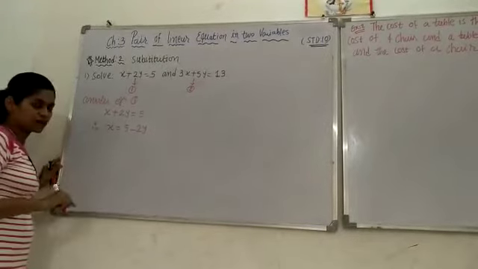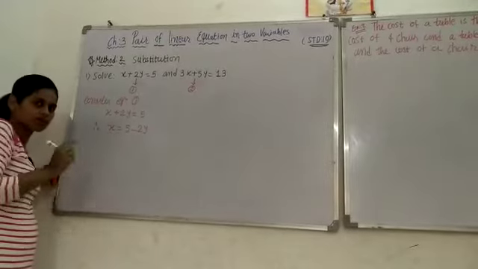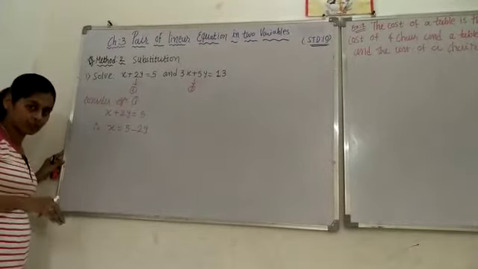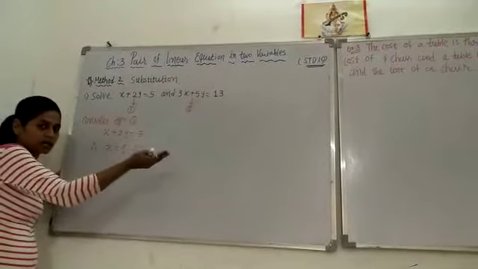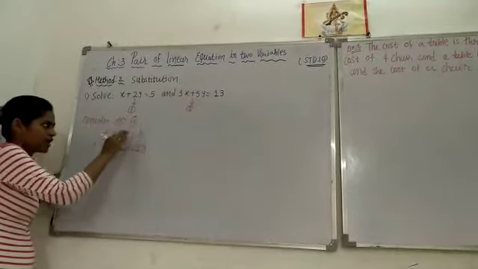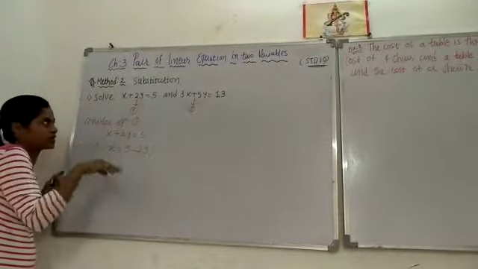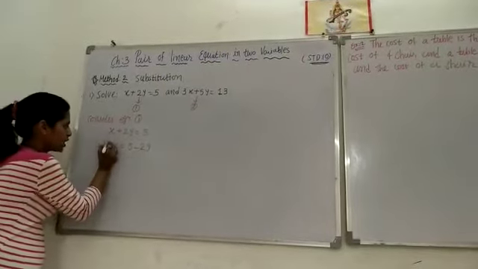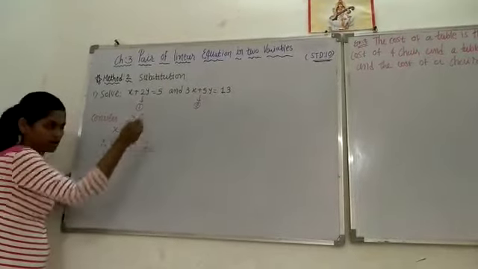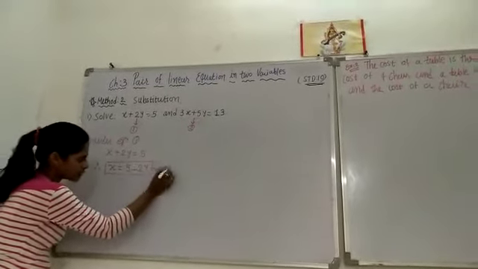Now after converting this equation into form of x is equal to or y is equal to, you substitute this variable value in the other equation. That means if you consider 1, then substitute in 2. If you consider 2, substitute in 1. That's why its name is substitution method. So now I put this value in equation 2. Give its name 3.